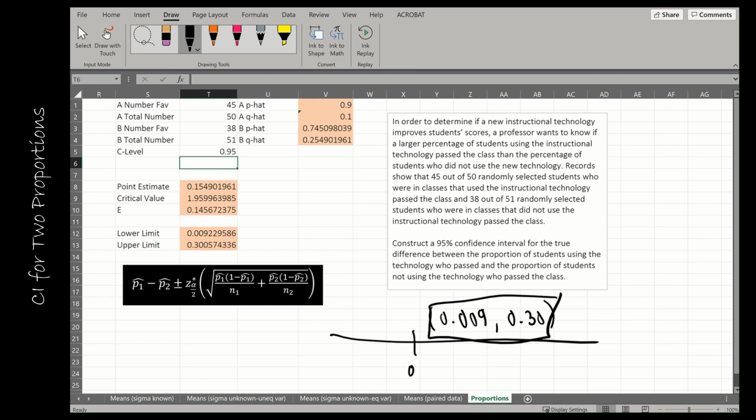So students who use instructional technology, on average, will score somewhere between 0.9 and 30.1. So the true difference is between 0.9% and 30.1%. So I can conclude that the instructional technology does improve student scores, again because 0 is not in that interval.